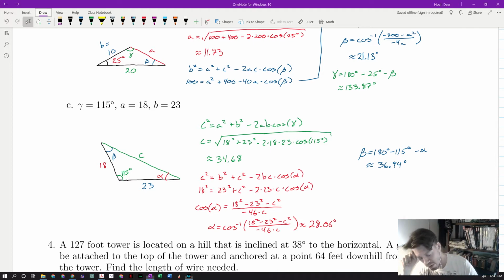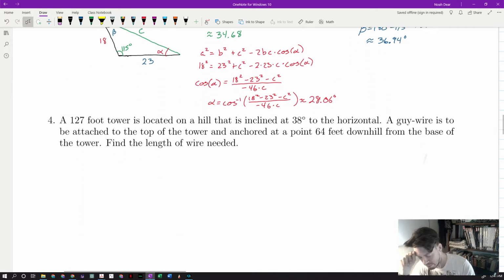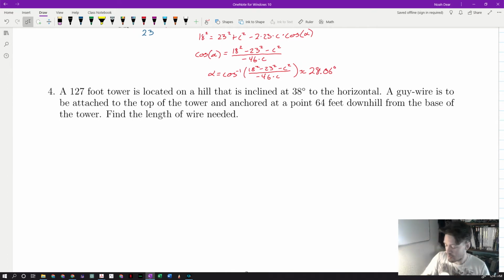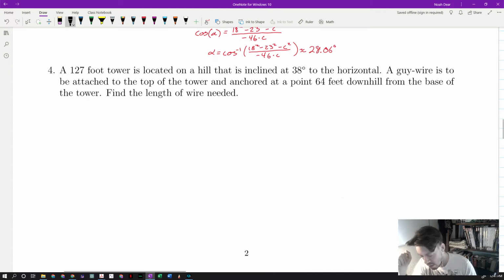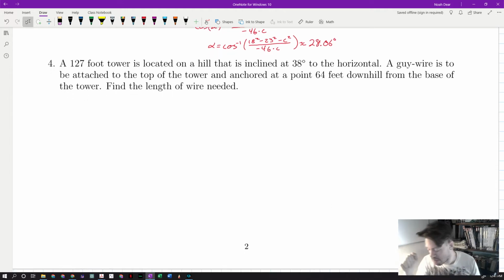All right, let's move on to a story problem. Pretty basic example, but an example nonetheless of how this might get used. A 127-foot tower is located on a hill that is inclined at 38 degrees to the horizontal. A guy wire is to be attached to the top of the tower and anchored at a point 64 feet downhill from the base of the tower, and we want to find the length of the wire that's needed in order to secure it.